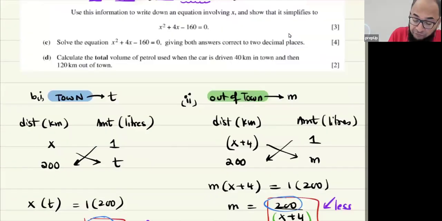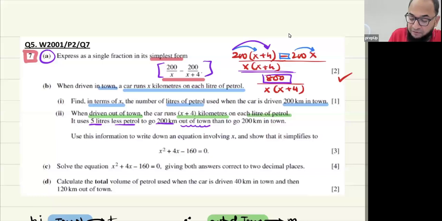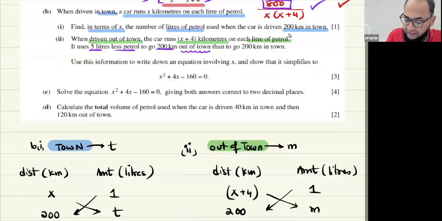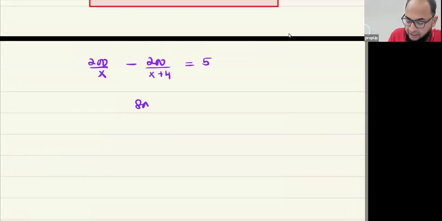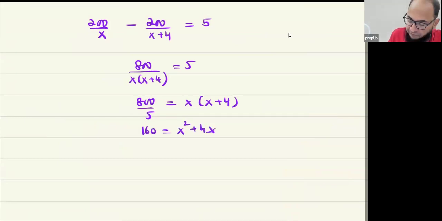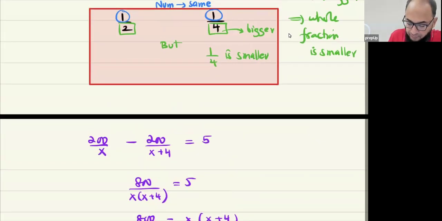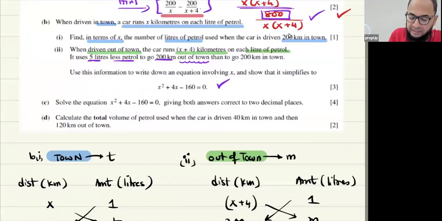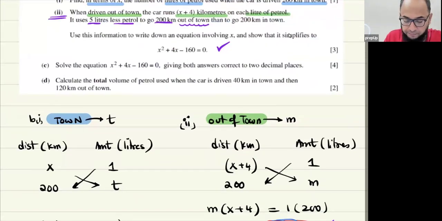Now think again for a second. There was a reason why they asked you to simplify this. This was a hint for the upcoming part. So 200 over x minus 200 over x plus 4 is 800 over x times x plus 4, which equals 5. Therefore, 800 over 5 is equal to x times x plus 4. So 160 is x squared plus 4x. Therefore, 0 is x squared plus 4x minus 160. Let's double check. x squared plus 4x minus 160. So that is the part that is done over here.